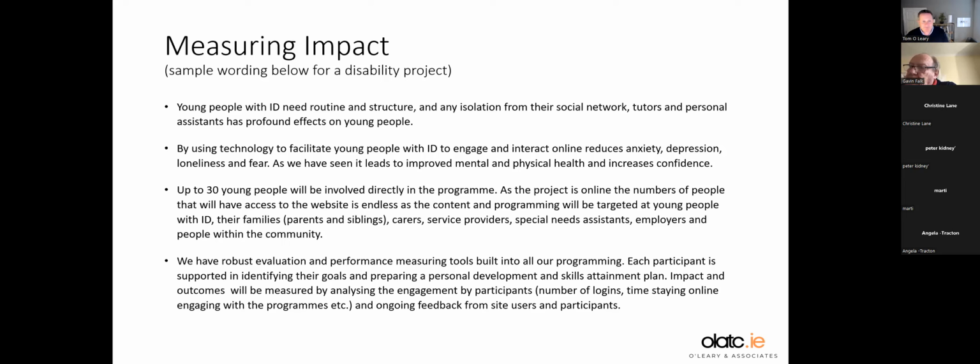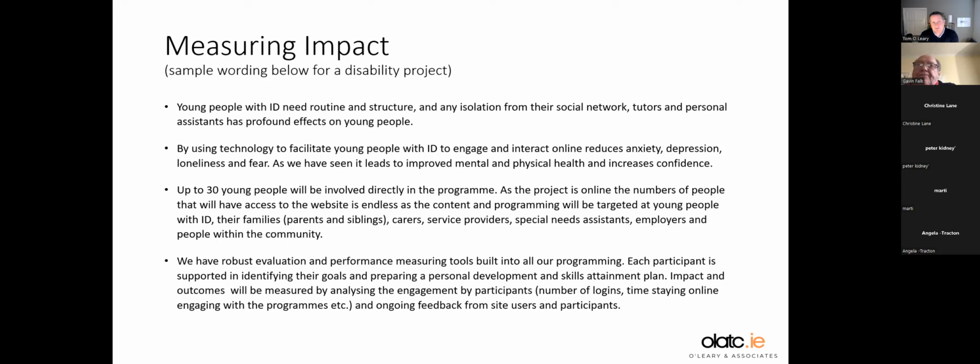So this is a sample taken from a disability project that we worked on for a number of years here in Kerry with an organisation who worked with young adults with intellectual disabilities, and I think it was an application form for program funding for an online program and tutoring, if I recall.